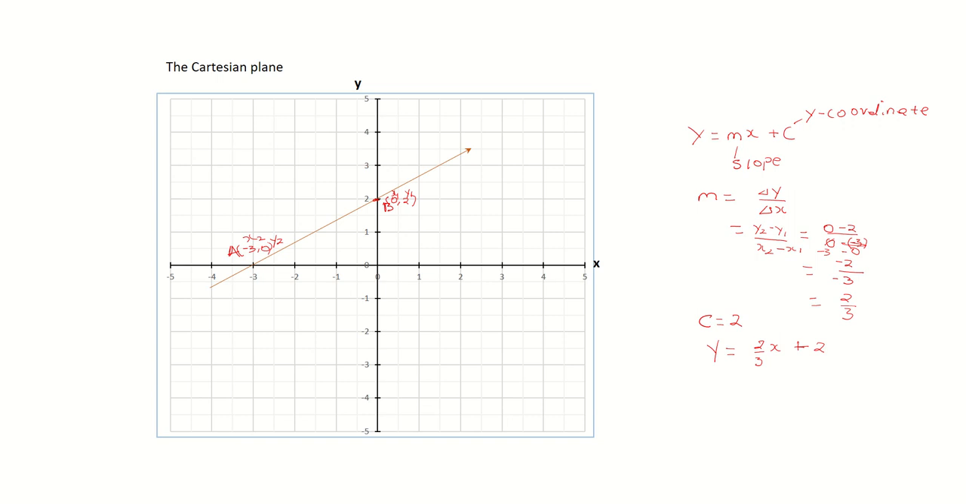So we have now our equation of a straight line, and it's exactly that: a positive slope of 2 over 3 and a y intercept of c equals 2. So we just put that directly in there.